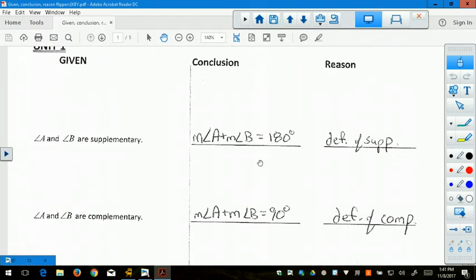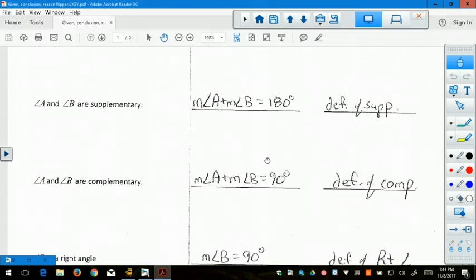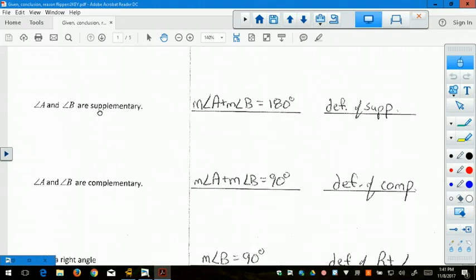If you haven't already done this, you want to get into Skyward and write these down. It's a foldable so that you can look and say, okay, if I'm given this information that A and B are supplementary, what am I going to write for my next line? Well, my next line in my proof might be measure of angle A plus measure of angle B equals 180 degrees by definition of supplementary.